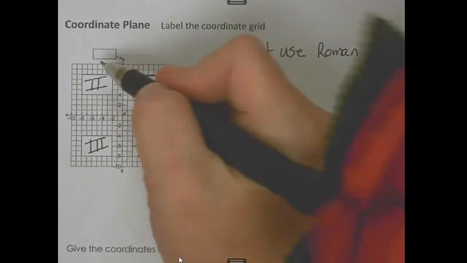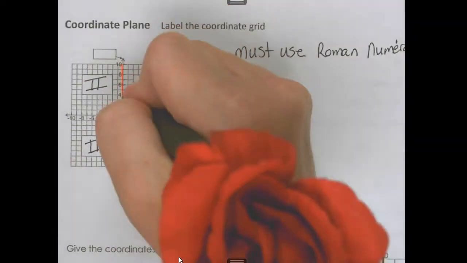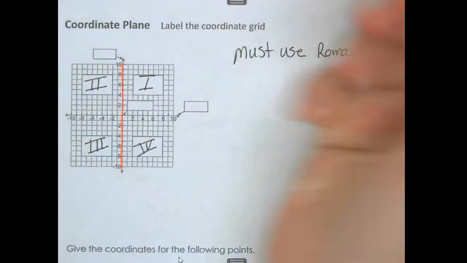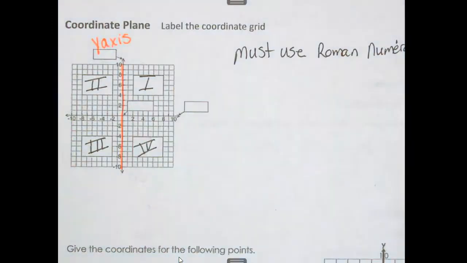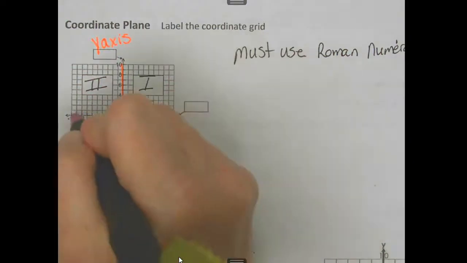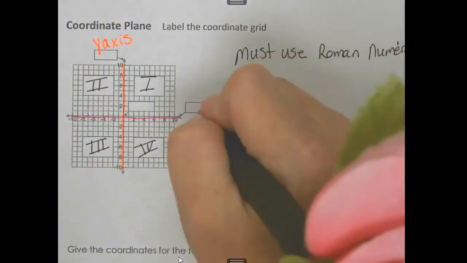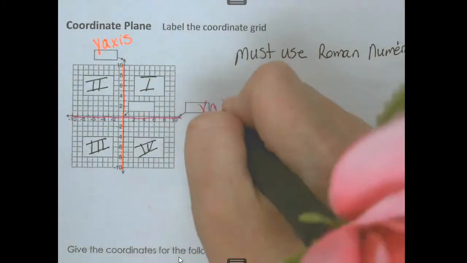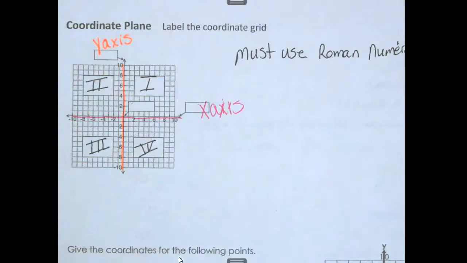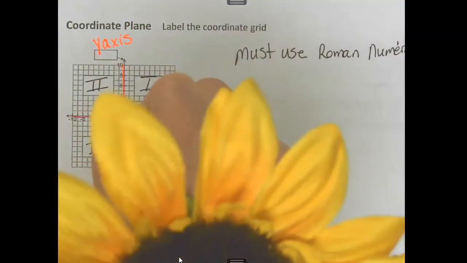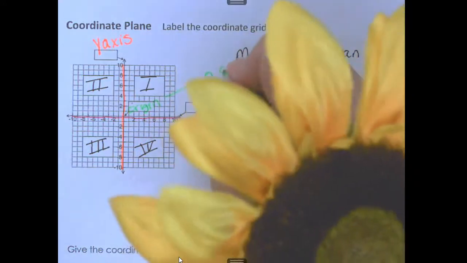Okay, so what is this right here? I believe it is pointing to this line. Y-axis. And this line right here is your? And the middle one's the origin. And this is your? Origin. Your origin is 0, 0.